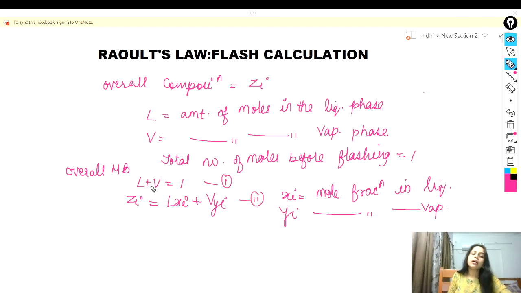So we can substitute either L or V from equation number 1. If you rearrange this, you can substitute L is equal to 1 minus V into equation number 2. So Zi is equal to (1 minus V) Xi plus V Yi.